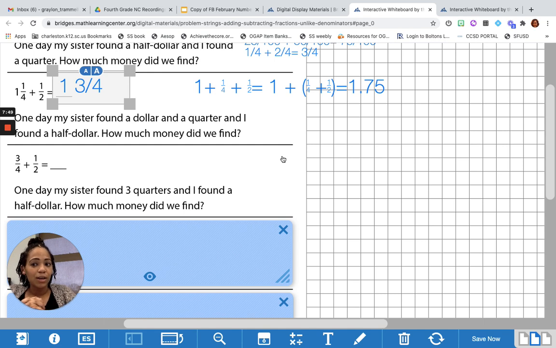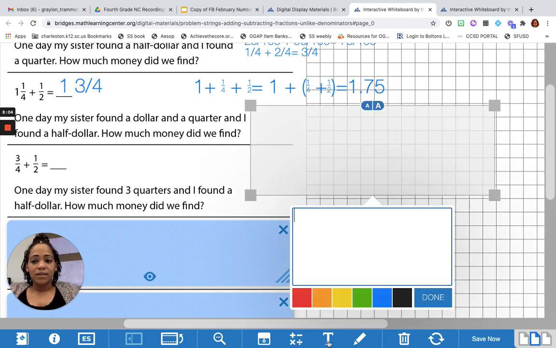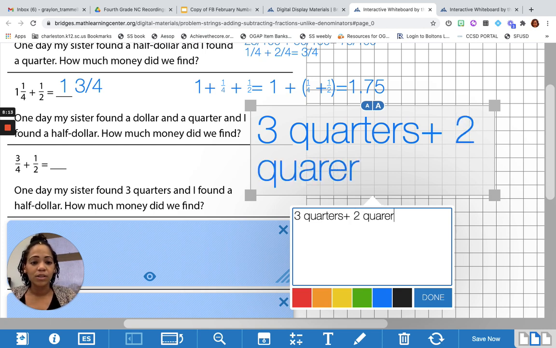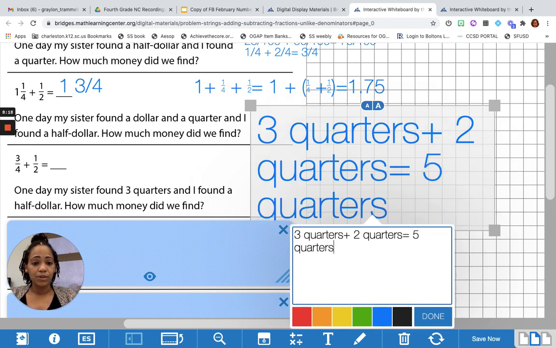3/4 plus 1/2. Now you find 3/4 of a dollar and then 1/2 a dollar. How much money is that? We know 3/4 is 3/4. It says we found 3/4. We know 1/2 is the same thing as 2/4, which now means we have 5/4, which is $1.25.